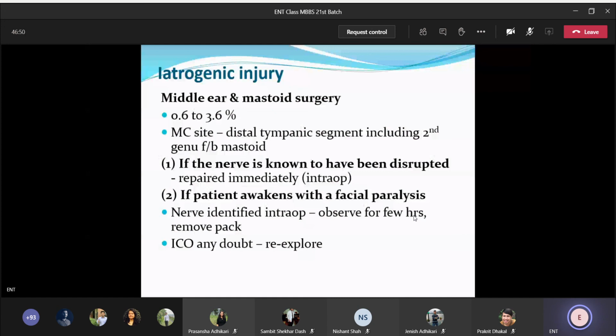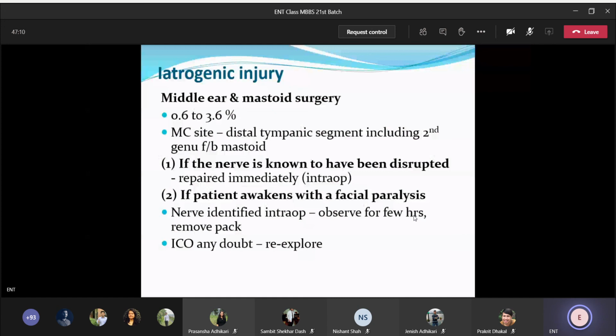So in the iatrogenic injury, there may be a chance of facial nerve palsy during the middle ear surgery or the mastoid surgery. If the nerve is known to have been disrupted, we have to repair it.